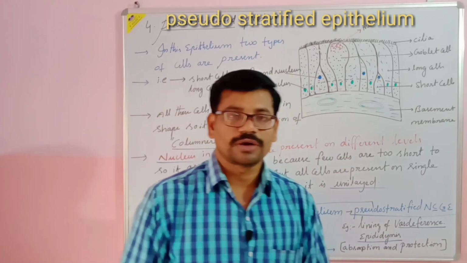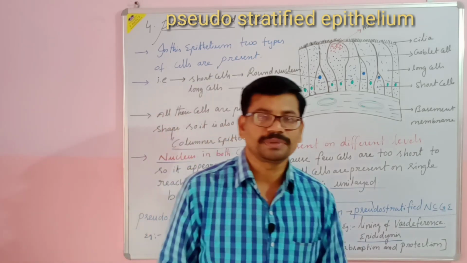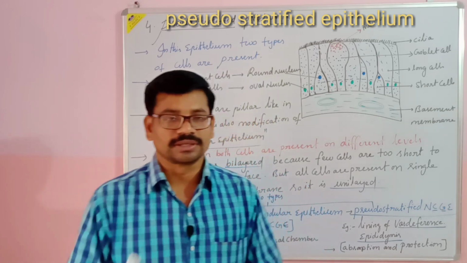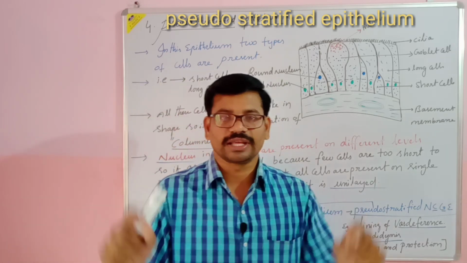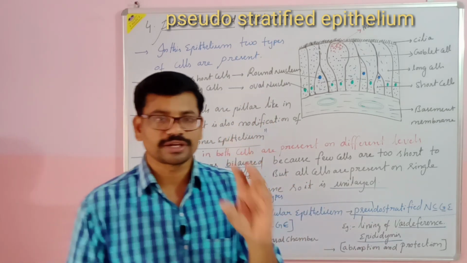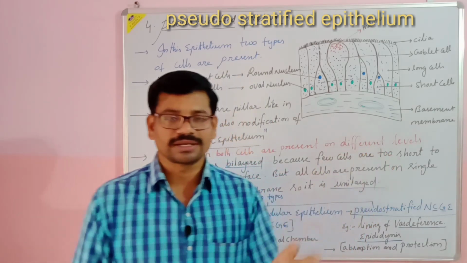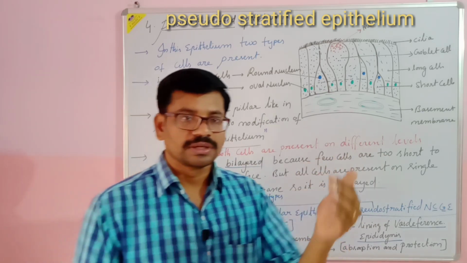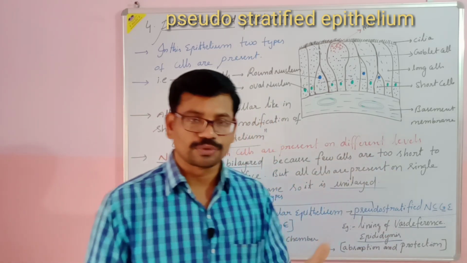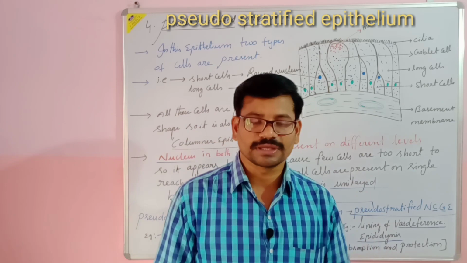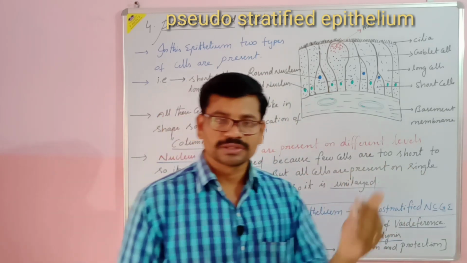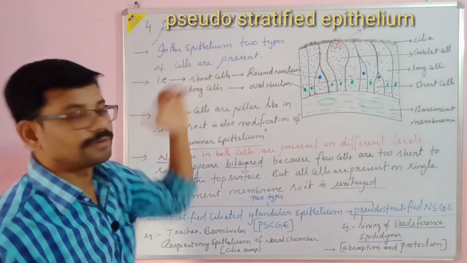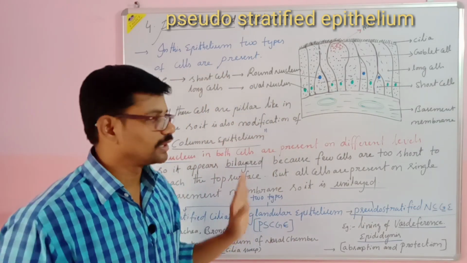So till now we have completely covered simple epithelial tissues, right? Simple epithelial tissues are nothing but tissue made up of a single layer of cells. Based on structure and function, simple epithelium has 4 types: simple squamous epithelium, simple columnar epithelium, simple cuboidal epithelium, and pseudostratified epithelium. There are 4 types.